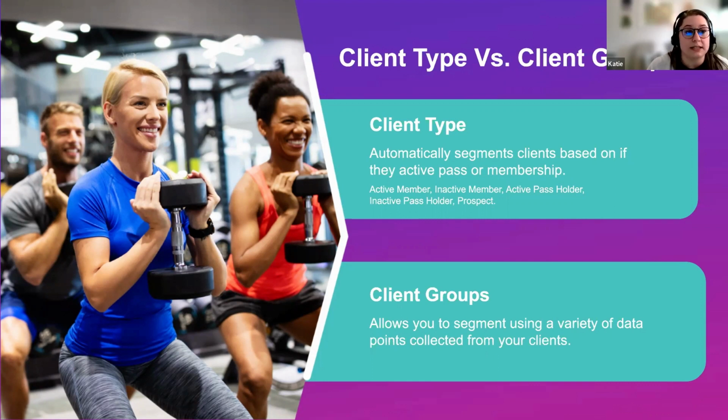Wellness Living has the following default client types in the system: an active member, which are clients who have purchased memberships; an inactive member, clients whose memberships have expired; an active pass holder, clients who have purchased time-based or session-based passes; an inactive pass holder, clients whose time-based or session-based passes have expired; or a prospect, clients who have not yet purchased any passes or memberships. You are also able to create custom client types in your business. For example, you may create a VIP member client type that receives special discounts on services.